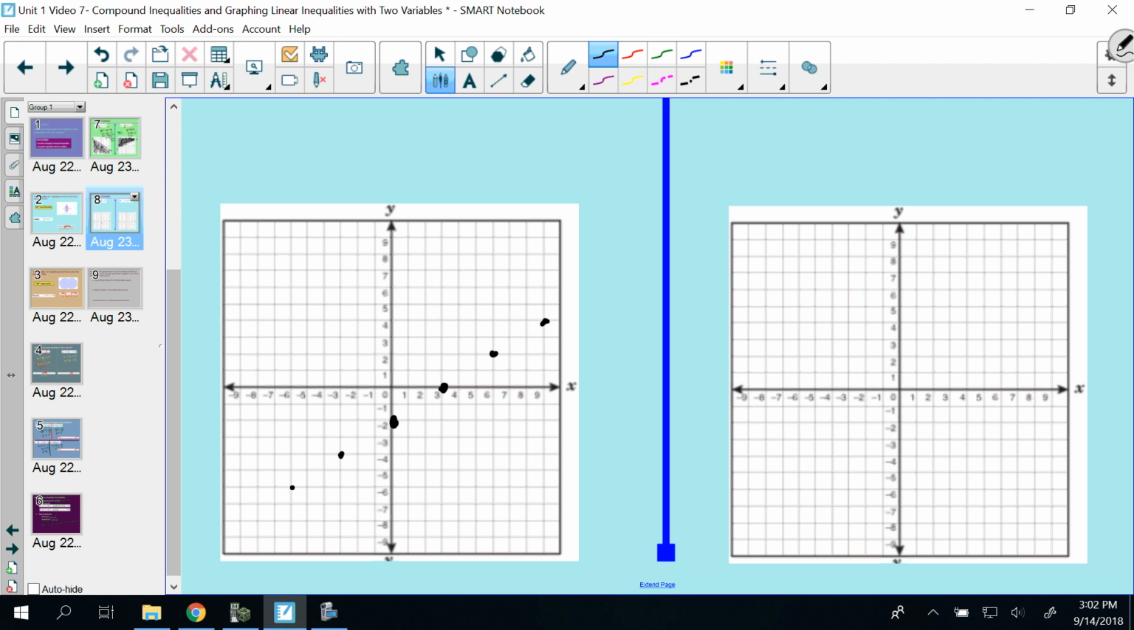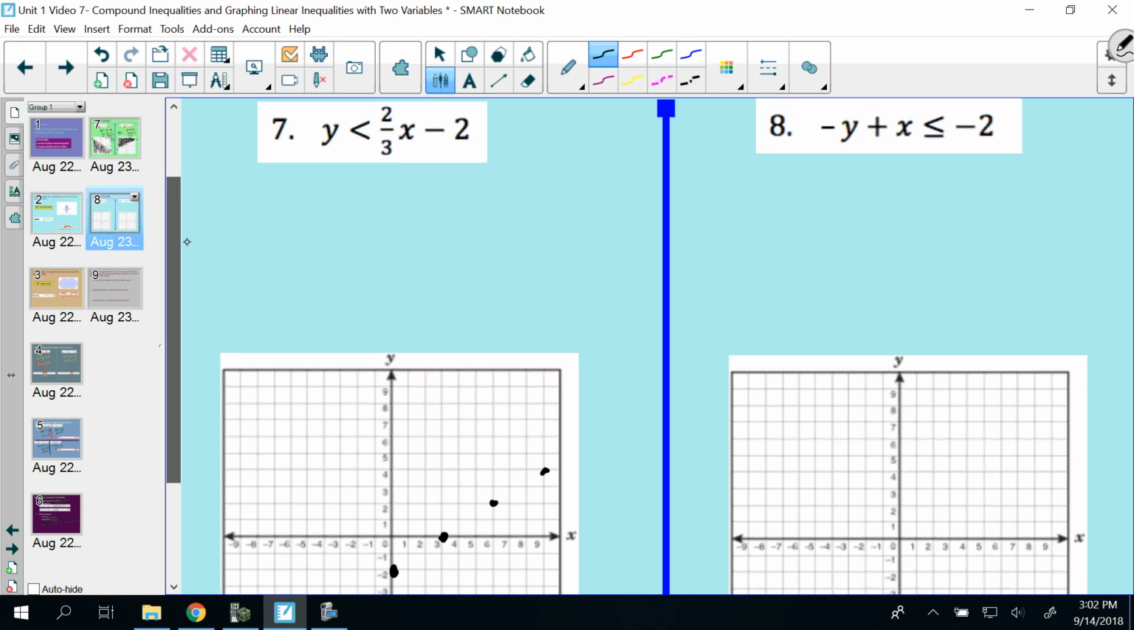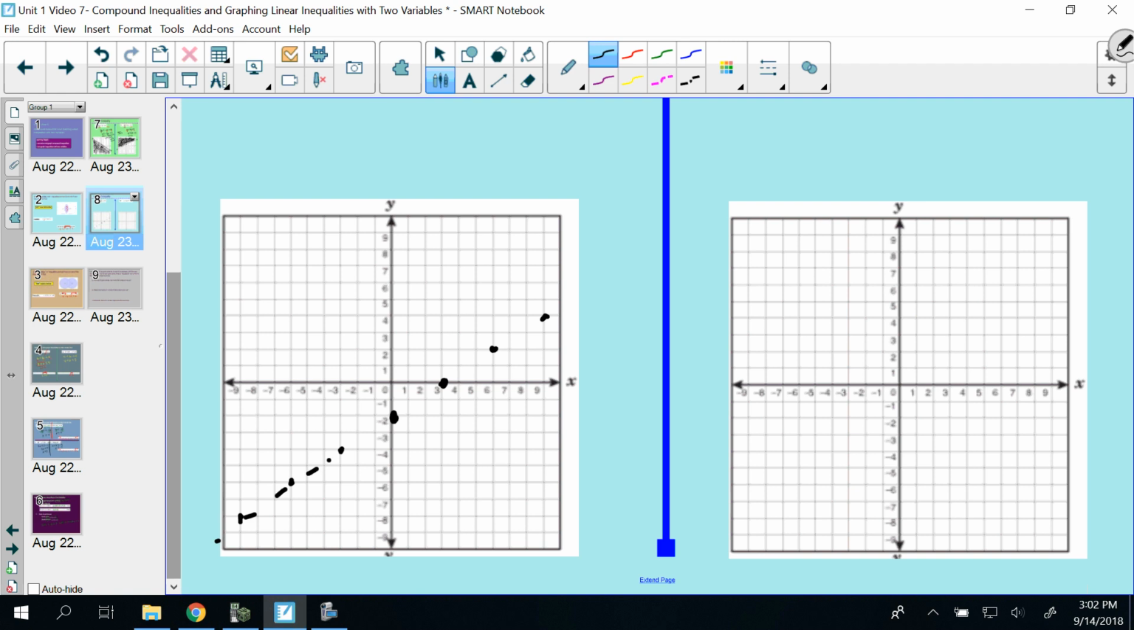Now, once you got your points, decide, and on this one, since it doesn't have the equals to, it should be a dashed or dotted line, so make sure you didn't do a solid line on this one. It's tempting because we're so used to it, but you want dashed or dotted.